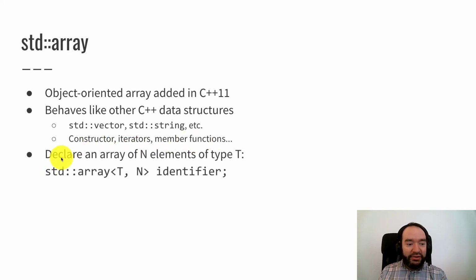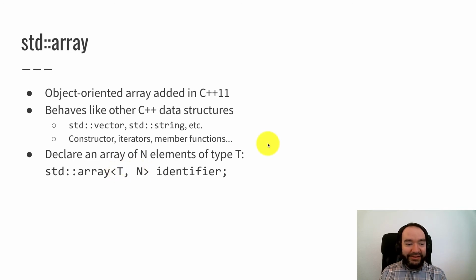The syntax pattern to declare an array of capital N elements, that's the size, of data type T is std::array<T, N>. It's a template class, and you put the identifier there. It's a little tricky to remember which comes first, the T or the N.